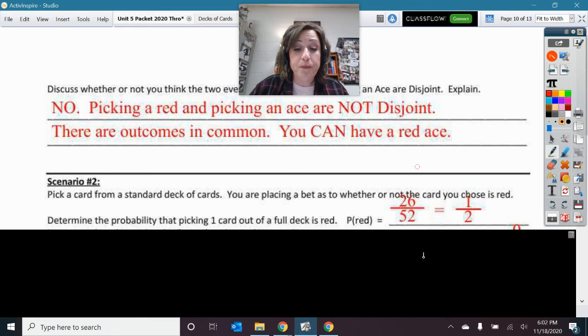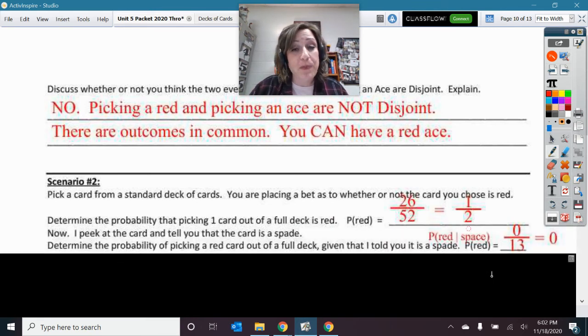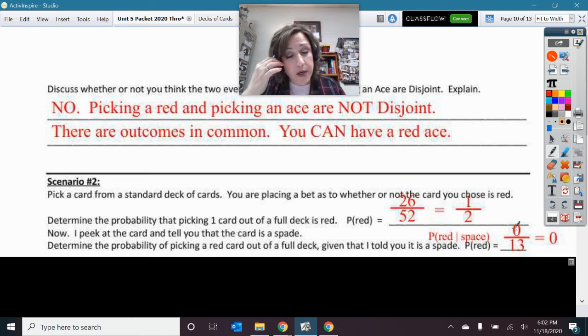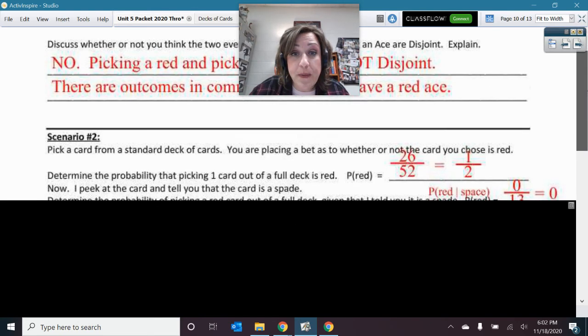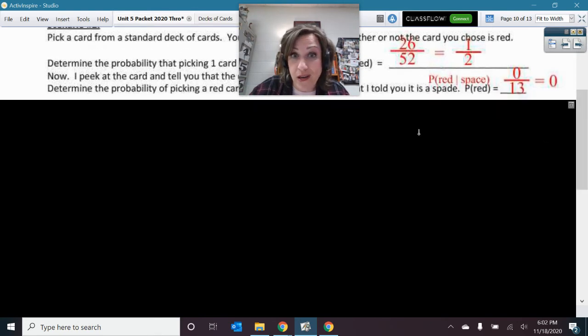So look right there. Red is a half. But then if I told you it was a spade, there are 0 red spades. Oh, I said space. I meant spade. If I tell you it's a spade, there's now a 0% chance of having a red and a spade, or a spade that is red.